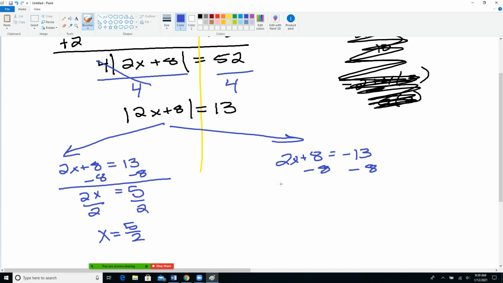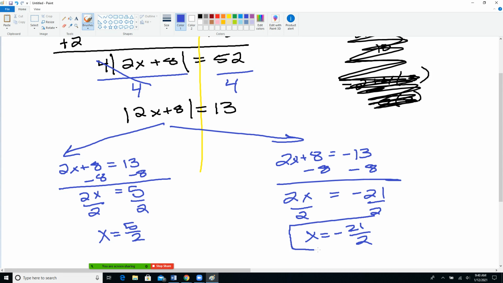On this side, subtract 8 from both sides, I get 2x equals -21. Divide by 2, and I get x equals -21/2. So if you're going to solve an absolute value equation, you have to isolate the absolute value first.